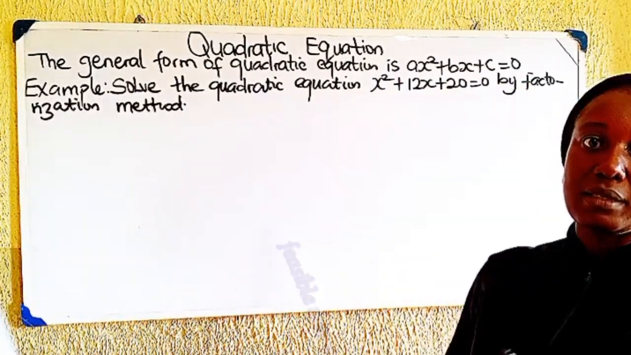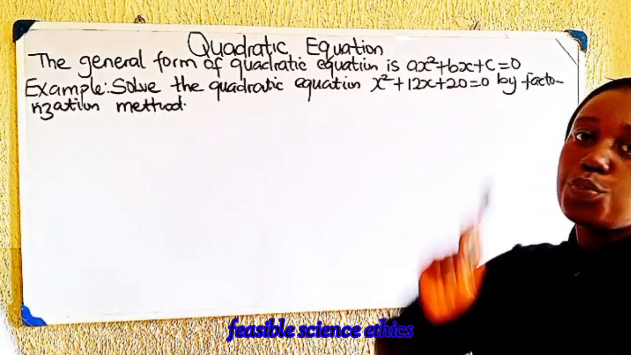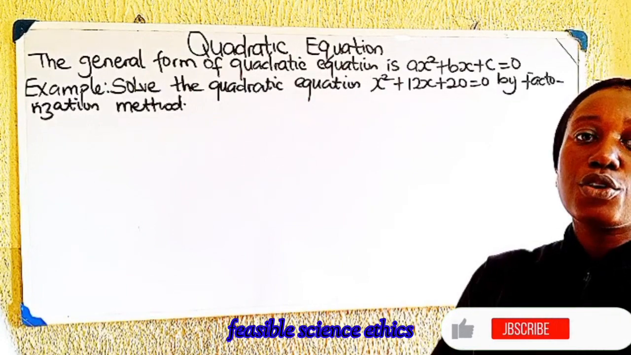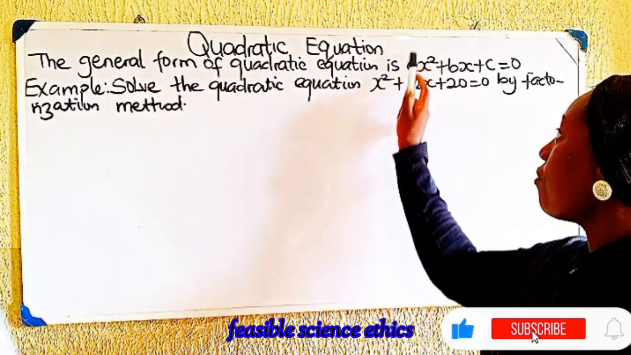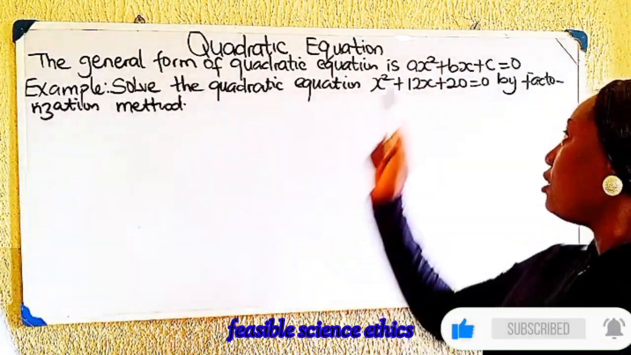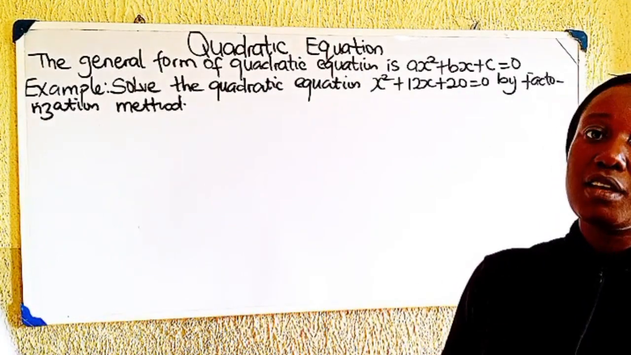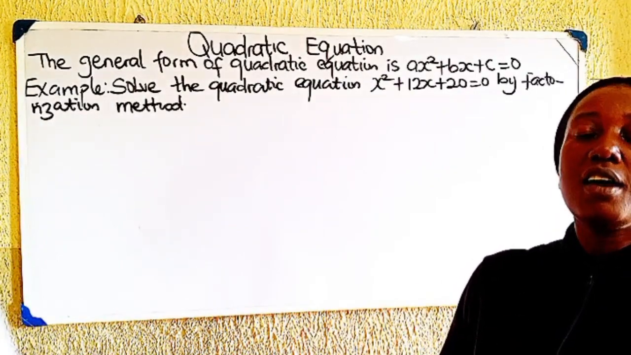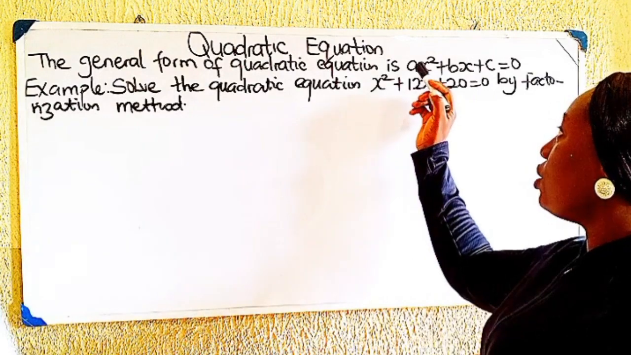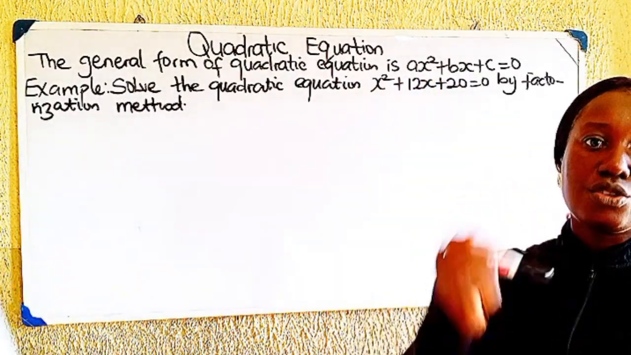are numbers, but a should not be equal to 0, because once a is 0, everything here will be 0, and the equation will not be quadratic again. It will be a linear equation. So a should not be equal to 0.